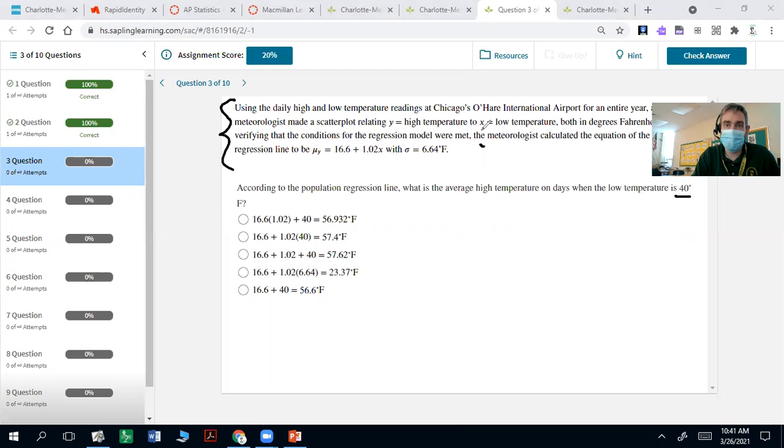Well, again, x is the low temperature. So with this problem, don't make any more out of it than you have to. We're just plugging in 40, right? It's just going to be 16.6 plus 1.02 times 40, because if you plug in 40, you're going to get whatever the predicted average y temperature is. So plug in 40. There's only one place that even shows you're plugging it in correctly to begin with, right? So if you do that, you might want to double check, but you should get 57.4 when you plug in 40.